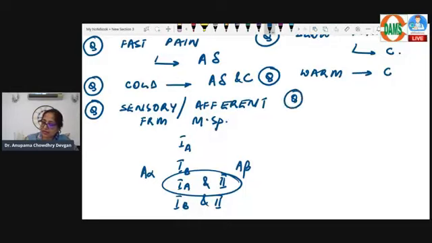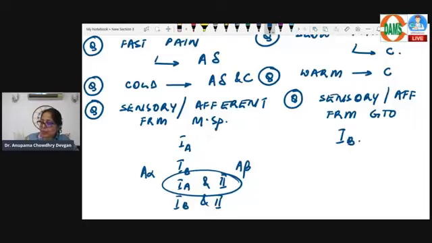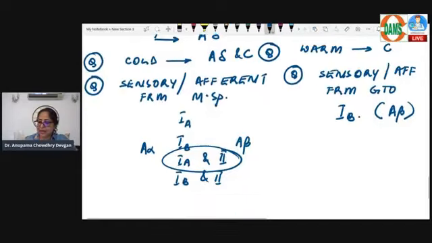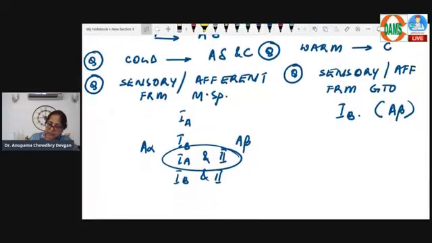What is the sensory or afferent from the Golgi tendon organ? This is only 1B, and 1B was A beta. Have you understood? The synonym for 1B is A beta. Okay, then let's see another question here.